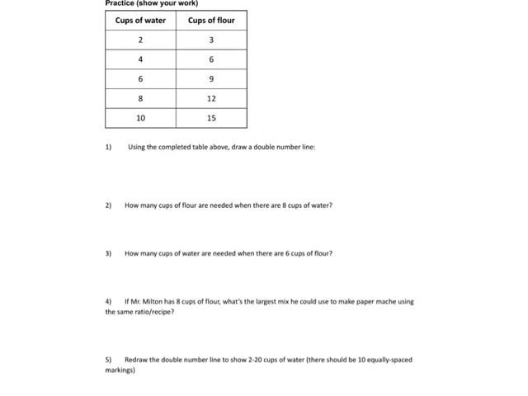Now, make sure you're on the practice page. I want to get you guys started, and then it's going to be on you. So, using the completed table above, you got cups of water and cups of flour. Draw a double number line. The most important thing with double number lines is making sure that you label. What is the most important thing with drawing double number lines? Good, I just said it.